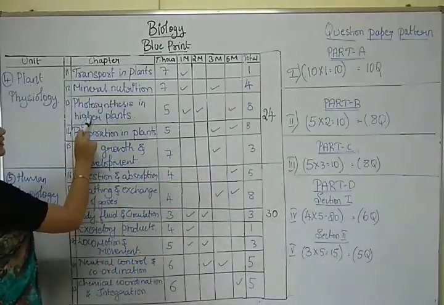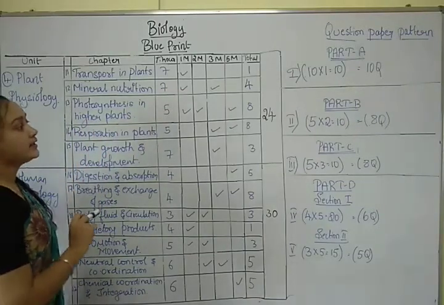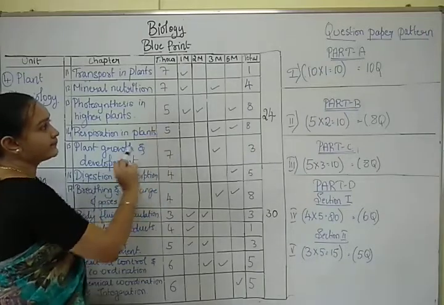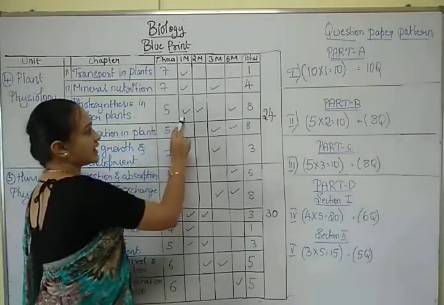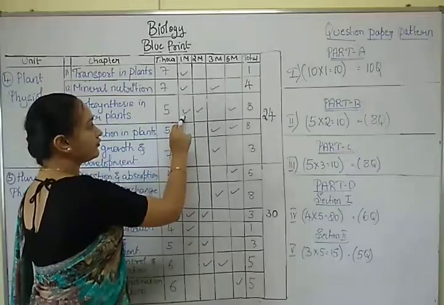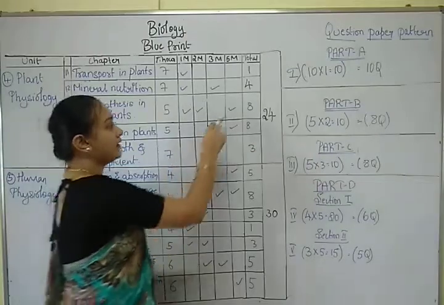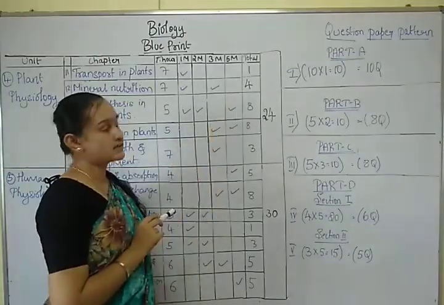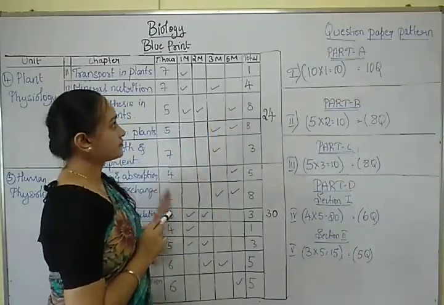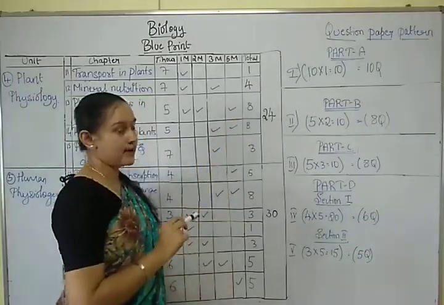The next chapter is photosynthesis in higher plants. The teaching hour is 5. The number of questions asked here will be 3: 1 question for 1 mark, 1 question for 2 marks, and 1 question for 5 marks. So the total marks in this chapter is 8.